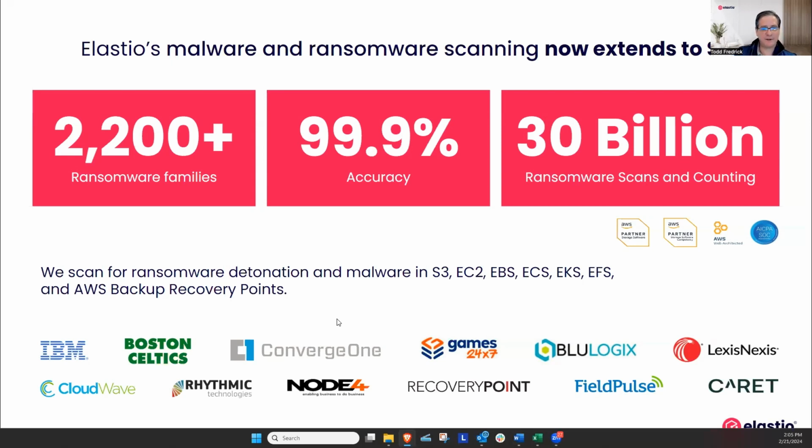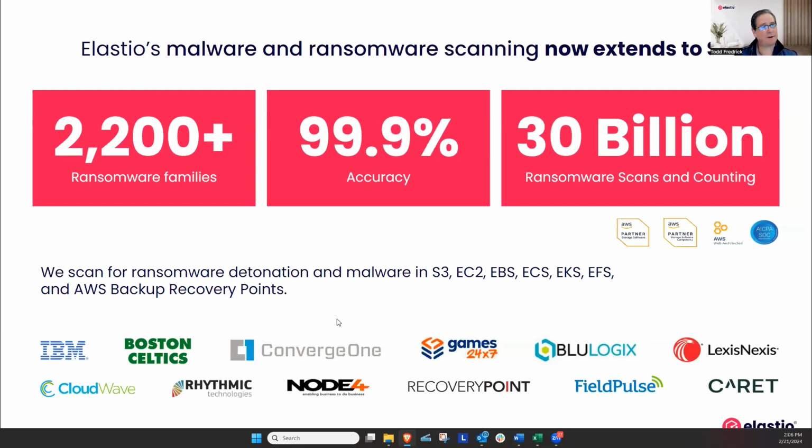And by reverse engineering this and building a detonation model, we have the ability to identify not just anomalies or interesting characteristics happening in your storage and your backups, but specific files that are infected with specific variants. We have over 99.9% accuracy in our scanning, and to date it's 3 billion scans plus, and every day there's more and more as people join Elastio.